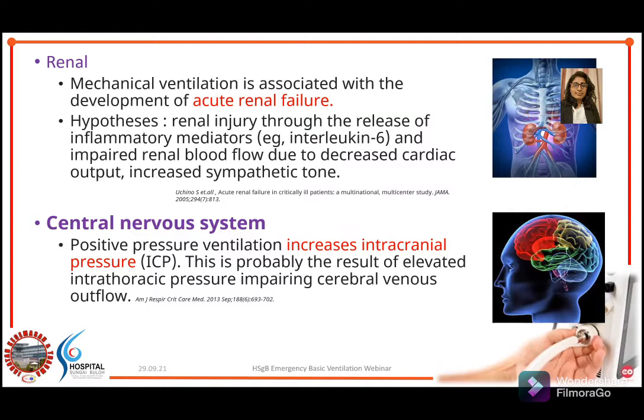Talking about CNS, how does CNS get affected from the positive pressure ventilation? So when the patient is mechanically ventilated, this positive pressure increases the intracranial pressure. How? From the raised intrathoracic pressure, it impairs your cerebral venous outflow.